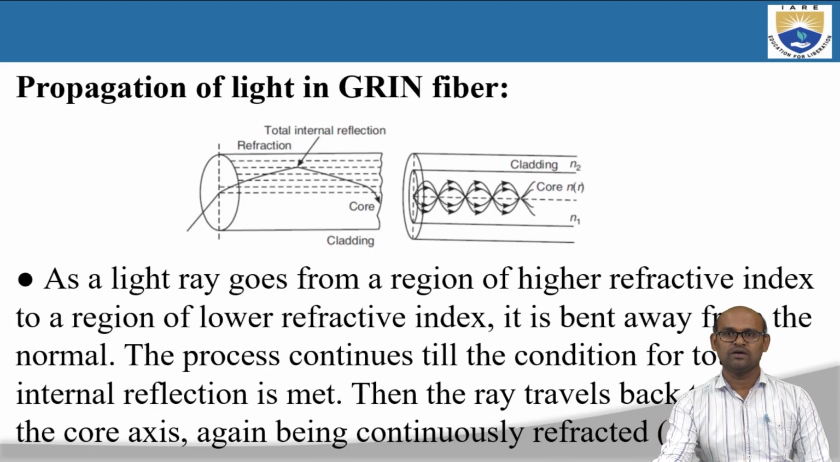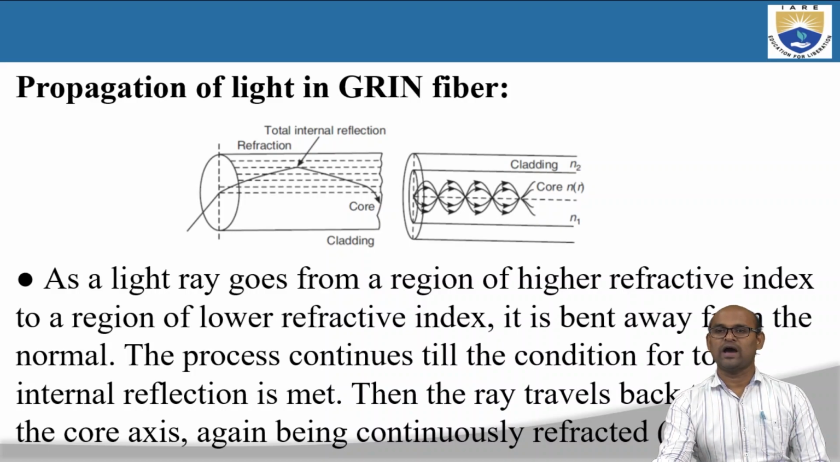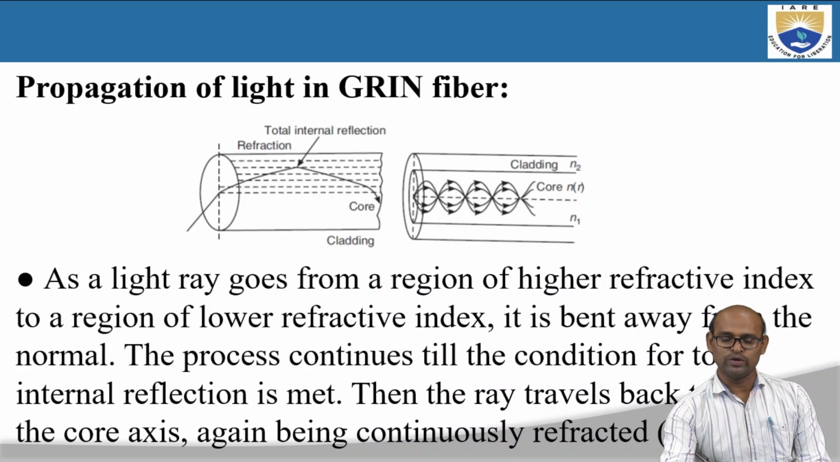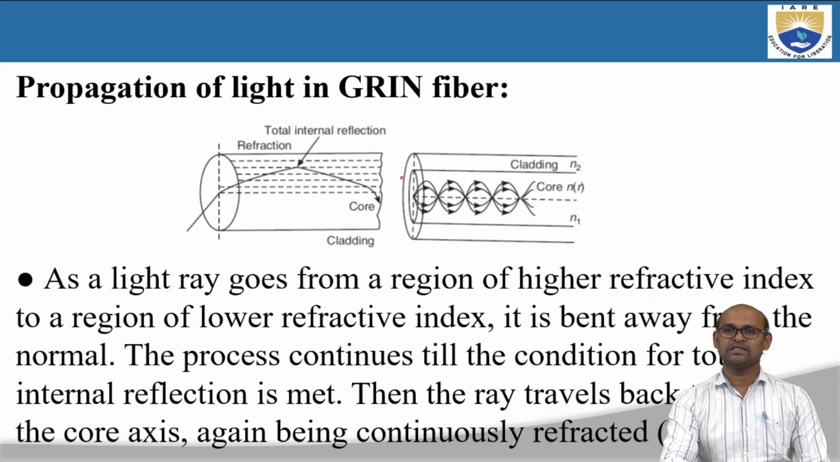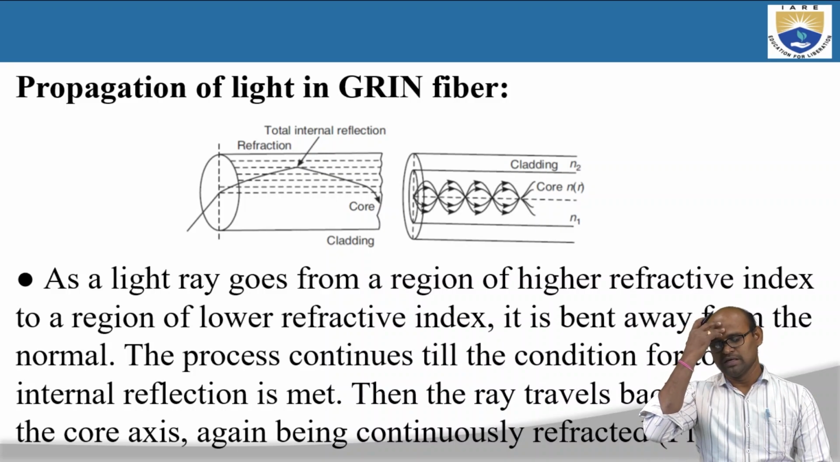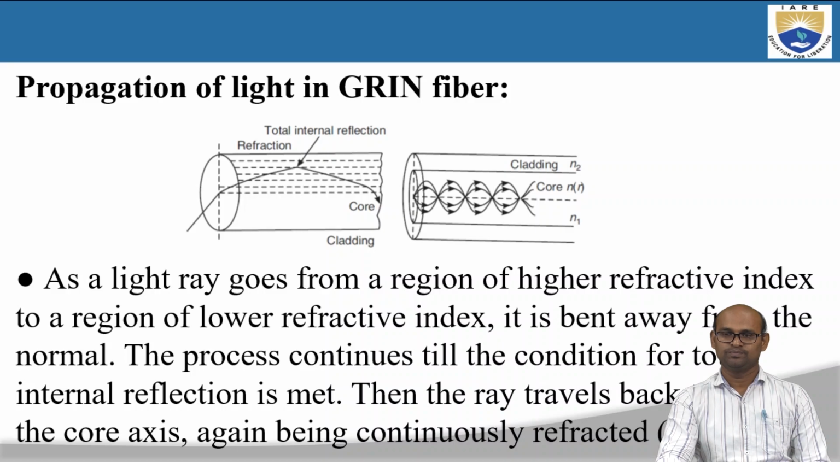Okay, so propagation of light in graded index optical fiber. Right. As a light ray goes from a region of high refractive index to a region of lower refractive index, it is bent away from the normal. Right, we know that we have a core with higher refractive index and cladding with a lower refractive index. As a light ray goes from higher refractive index to lower refractive index, there is going to be bending of light. Okay, so this process continues till the condition for the total internal reflection is met.